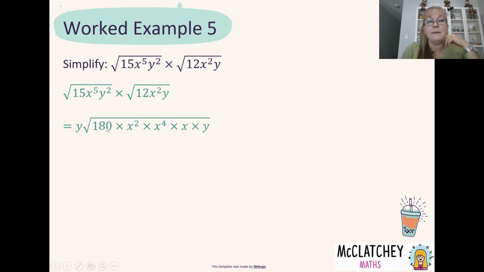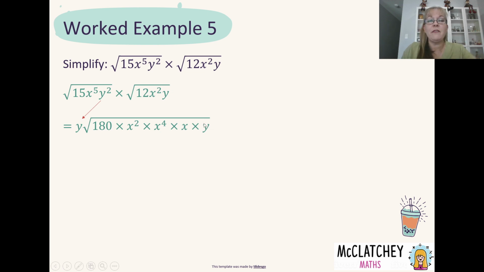makes 180. I've broken up this x to the power of 5 here, and the x to the power of 2 here. You can see that x squared is just straight there, but this x to the power of 5 I've broken up into an x to the power of 4 and an x. That will enable me to take the square root of x squared and the square root of x to the power of 4. Now you might be wondering, why is there a y out the front now? Well, you'll notice this y squared, I can simply take the square root of that and it will sit straight out the front. This y stays under the square root sign.